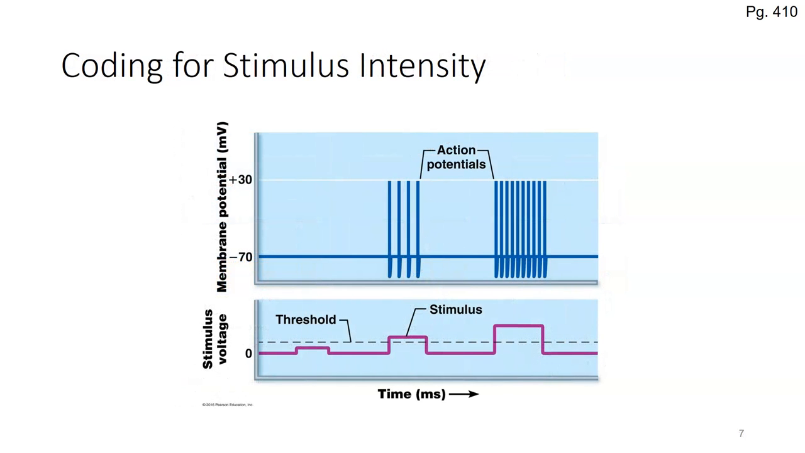All action potentials are alike and are independent of stimulus intensity. The central nervous system tells the difference between a weak stimulus and a strong one by the frequency of impulses. Frequency is basically the number of impulses received per second. A higher frequency will result in a higher stimulus.